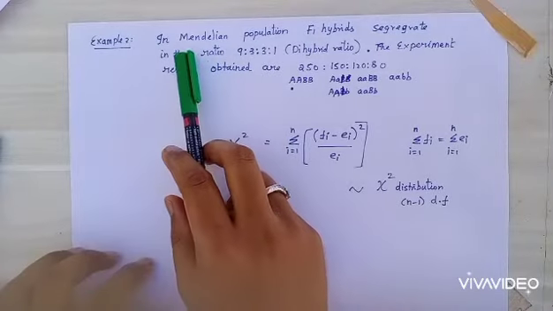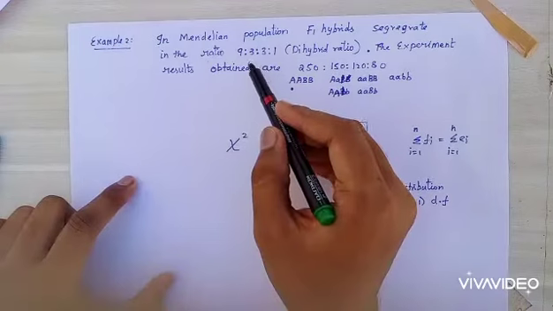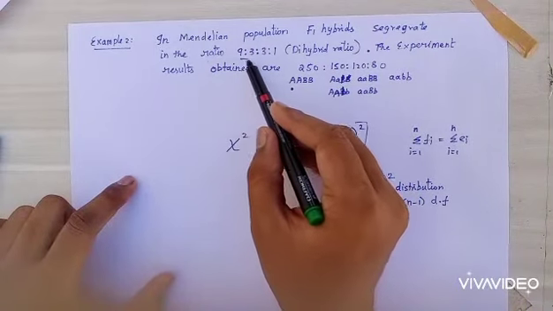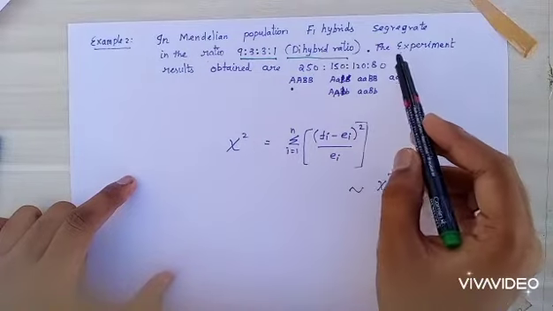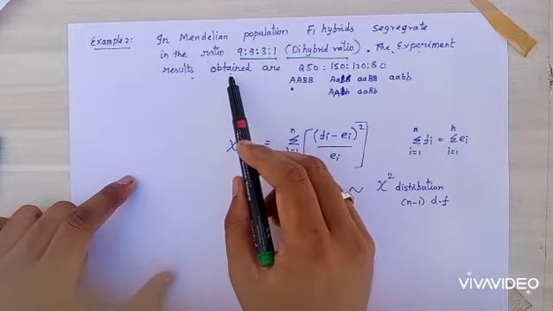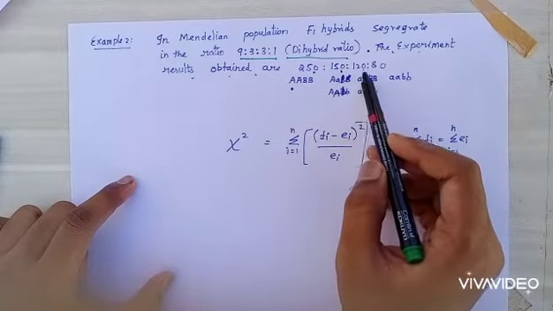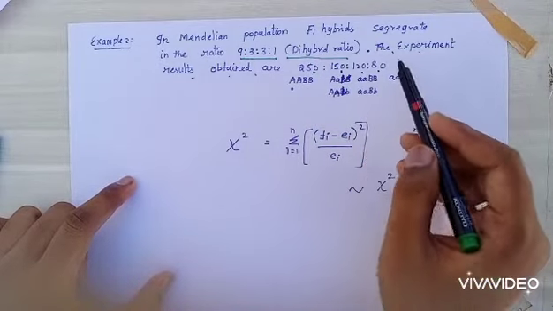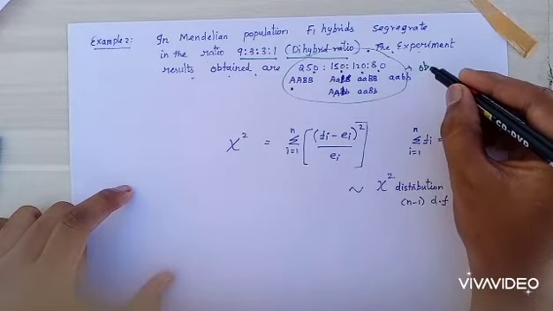Here, in a Mendelian population, the F1 hybrids segregate in the ratio 9:3:3:1. So this is a dihybrid ratio. The experimental results obtained are 250, 150, 120, and 80. So this one is the observed frequency or data.